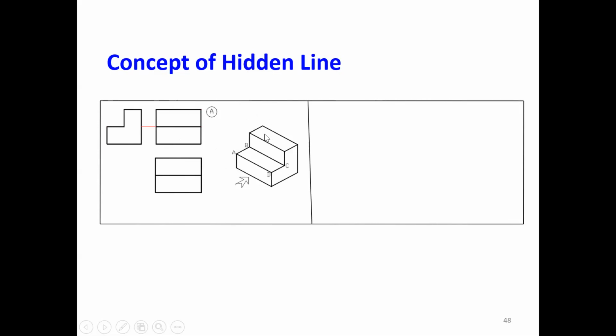Then when you look from the top, one rectangle here, one rectangle here. This is what the top view. And when you look from the side, you will get the L shape. So this is what the L shape.